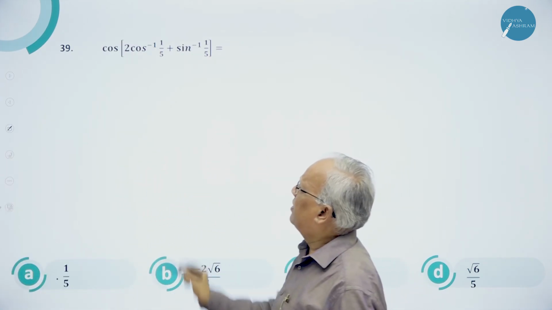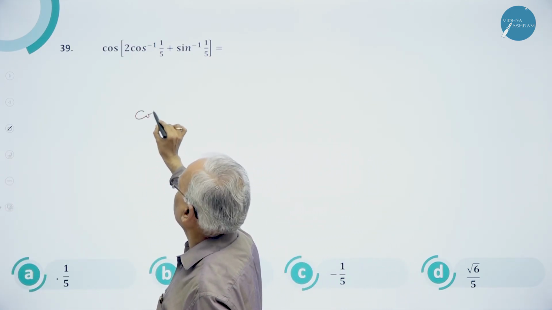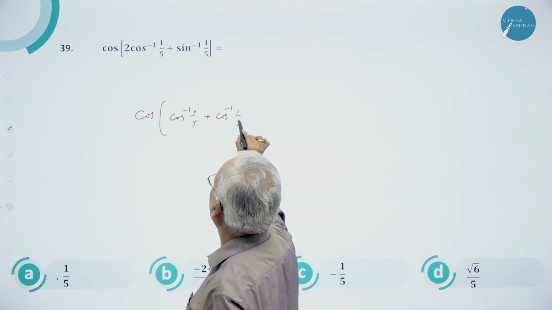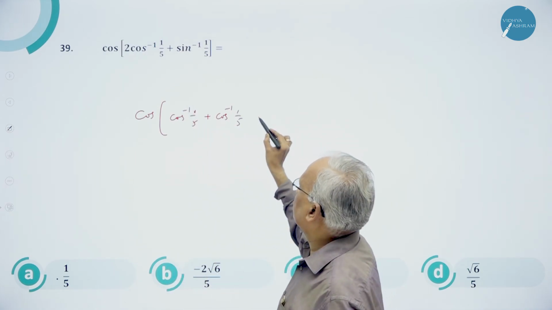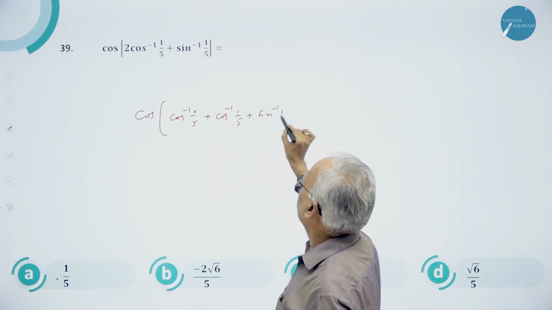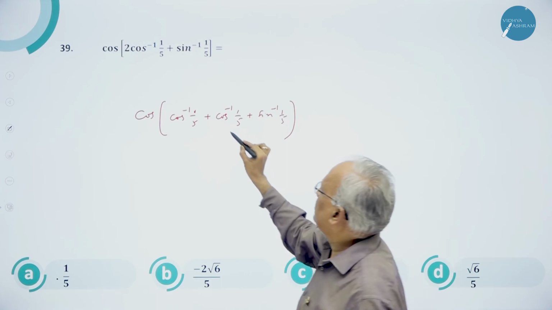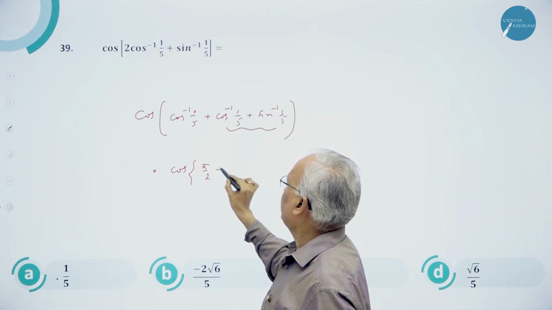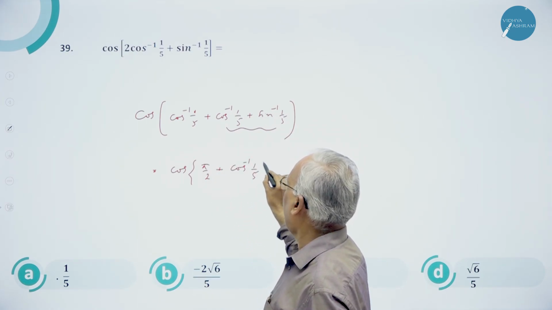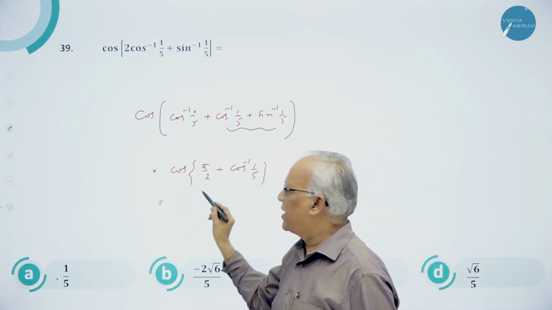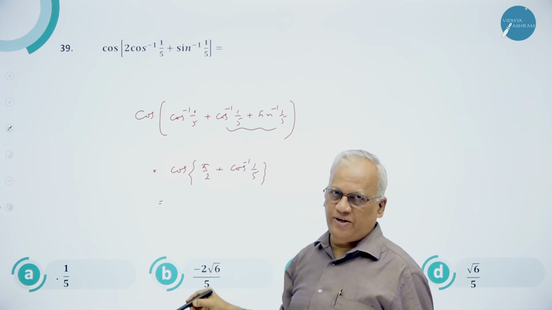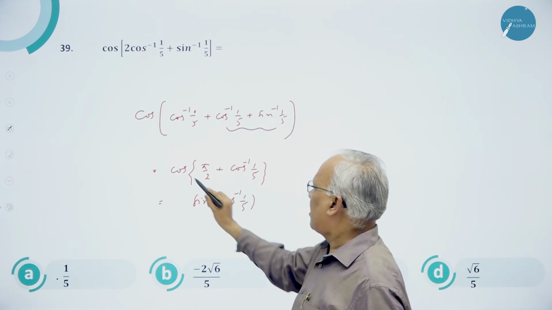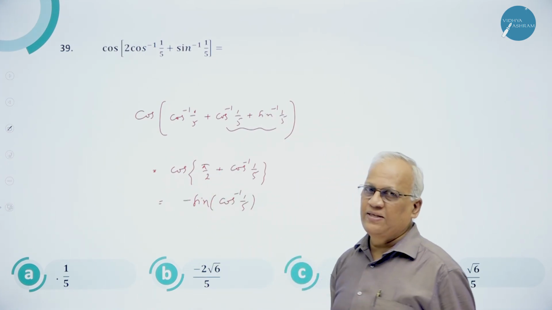Next question, cos of this expression, cos of cos inverse 1 by 5 plus cos inverse 1 by 5. You know that 2 cos inverse 1 by 5 is cos inverse 1 by 5 plus cos inverse 1 by 5 plus sin inverse 1 by 5. Now this is pi by 2. So it is equal to cos of pi by 2 plus cos inverse 1 by 5. You know that cos of pi by 2 plus theta, be a little careful, the function changes. Sin of cos inverse 1 by 5. And be careful here, cos in second quadrant is negative, so it is a minus sign of that.